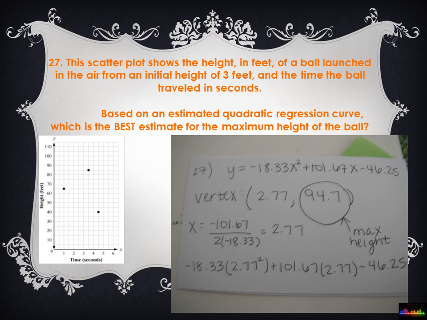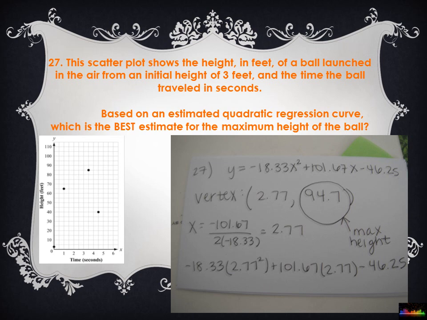Then this question asks us for the maximum height. Well, we know max and min are the vertex of our graph. So we need to find the vertex. When it is in standard form, you will use negative b over 2a to find the x value of the vertex. We get that to be 2.77.